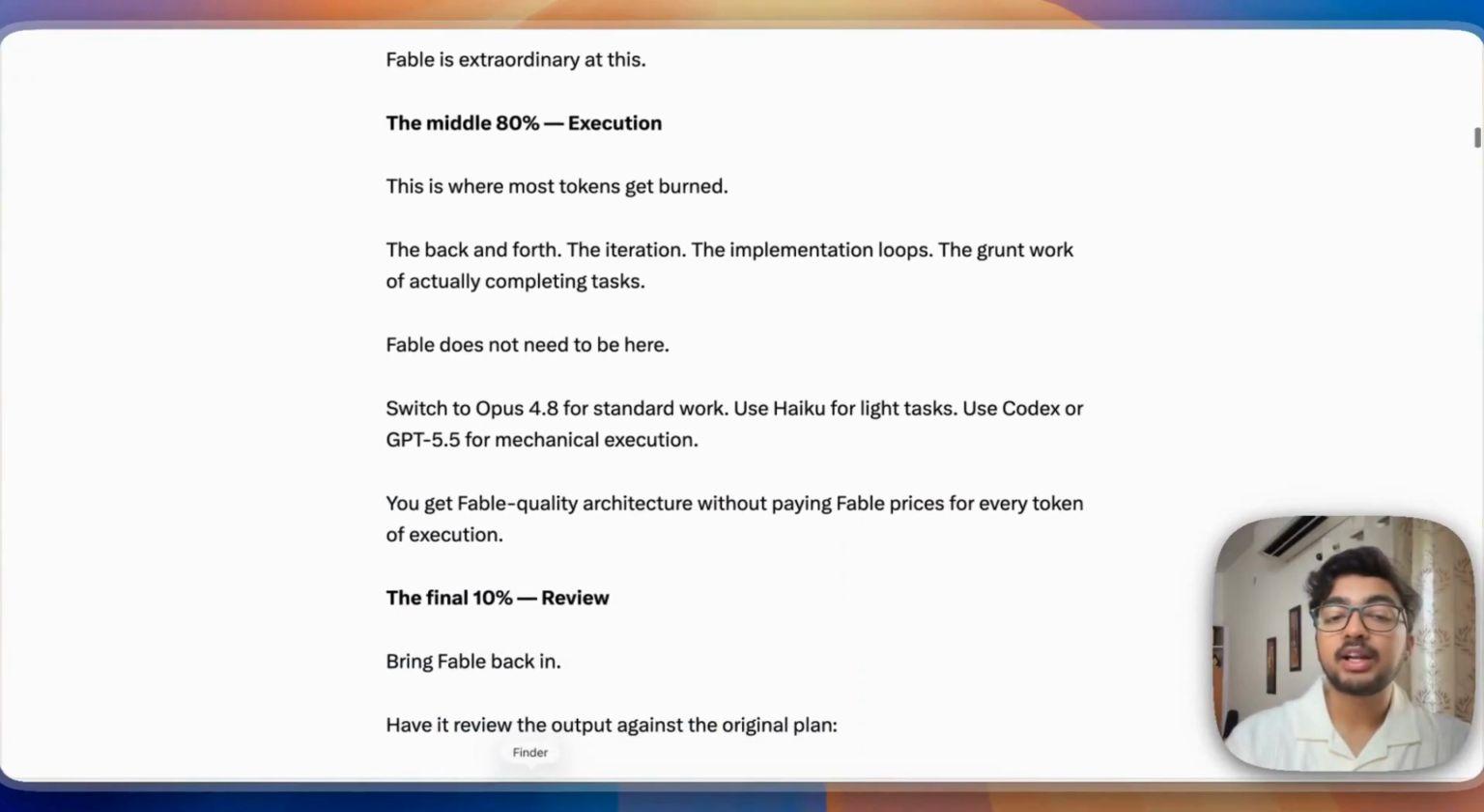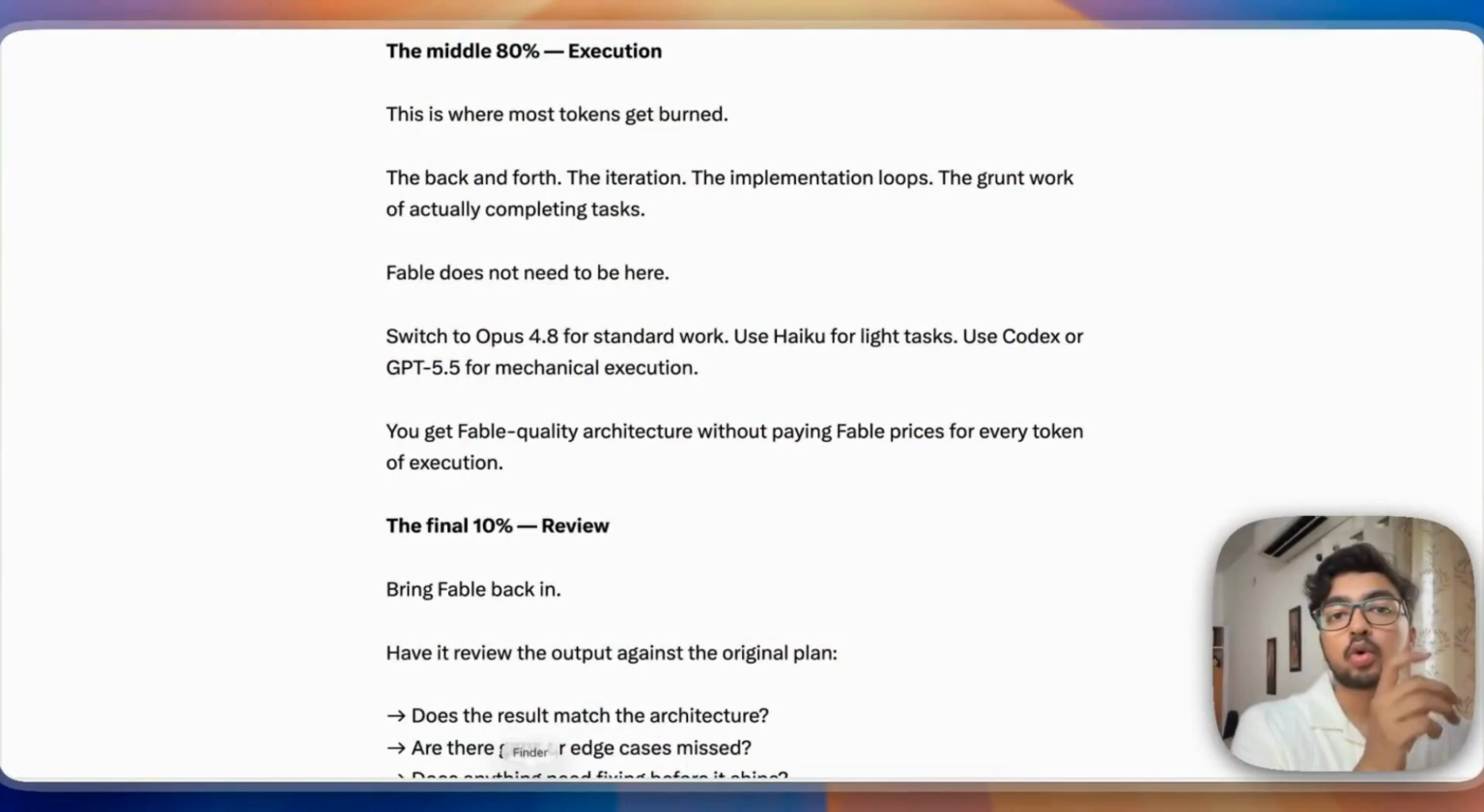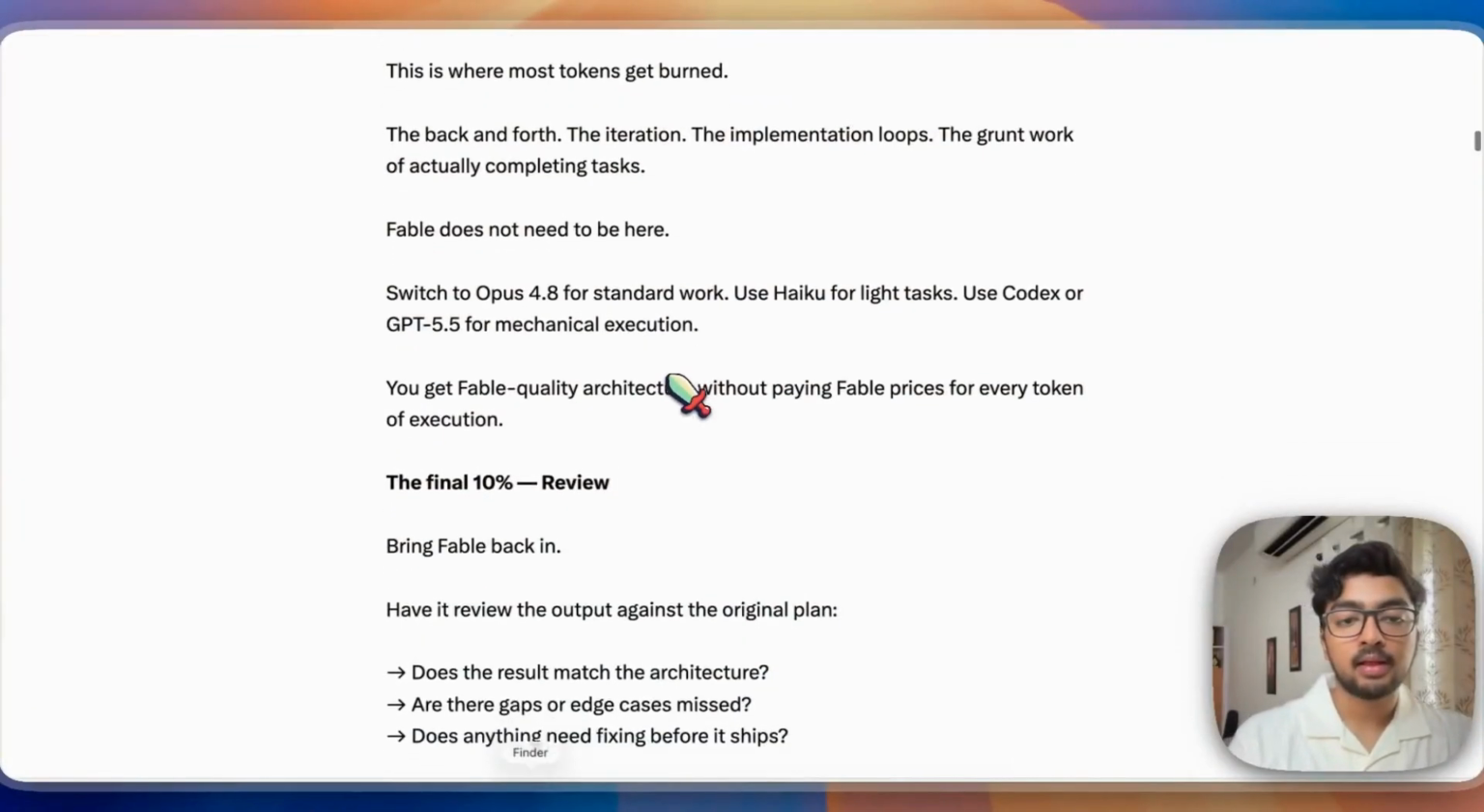Now, when it comes to execution, Fable might not always be the best choice. You can definitely switch to a cheaper model, which is Opus 4.8 for standard work, Haiku for lighter tasks, and Codex 5.5 for mechanical executions. This can specifically be achieved with a sub-agent architecture, like agent orchestration, wherein you have a markdown file where you have, let's say, written about code review. Code review should be done by, let's say, Sonnet 4.6. Code writing should be done by Opus 4.8. You mention all these things and also how much effort it should be taking, whether high, medium, or low effort. These things also matter when it comes to cost optimization.